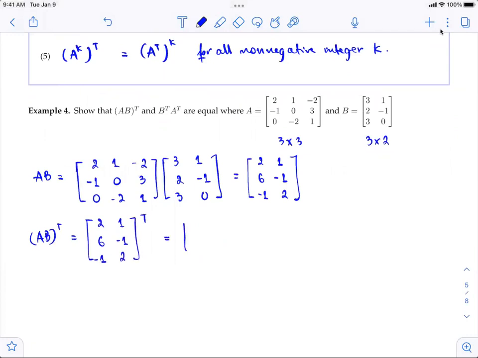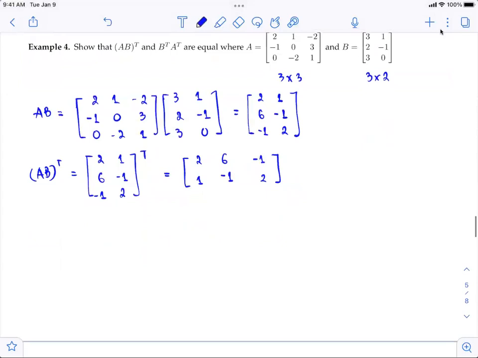Right, so this gives me 2, 1, so rows become columns, columns become rows, right? So this is a 3 by 2 matrix, and the resulting transpose is going to be a 2 by 3 matrix. So 2, 1, 6, negative 1, and negative 1, 2. All right, so that's (AB) transpose. Now you want to do B transpose times A transpose.